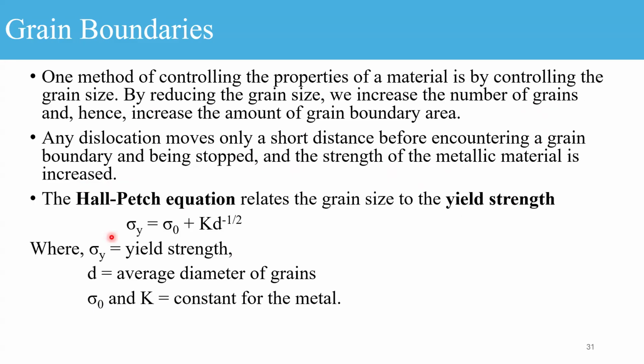Their behavior is given by the equation called the Hall-Petch equation, which relates the grain size to yield strength. So sigma y, the yield strength, is given by sigma naught plus k d to the power minus 1/2, where sigma naught is the initial strength constant per metal, k is another constant for the material, and d is the average diameter of the grain. So basically, with a decrease in the average diameter of grain, sigma y increases. That is the Hall-Petch equation.